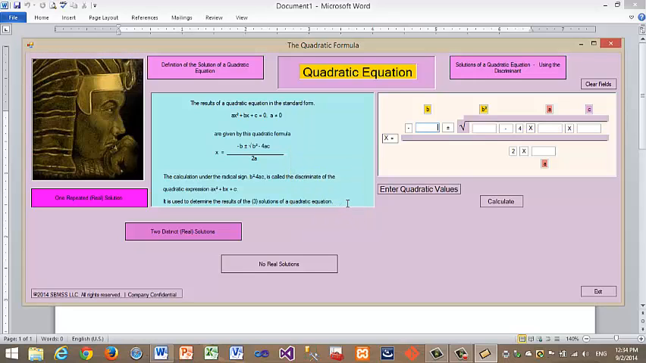Okay, let's try another. Let's look at a value that has two real solutions, and let's use decimal points this time. For example, if you use non-numeric characters, this is what would happen in case you try to use the wrong values.